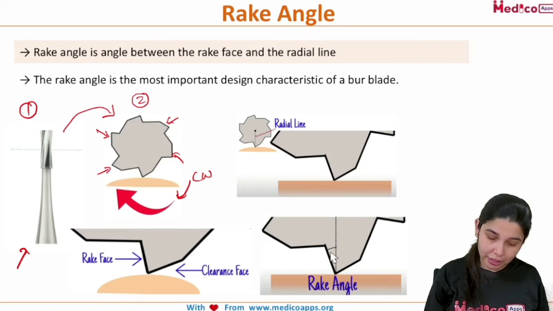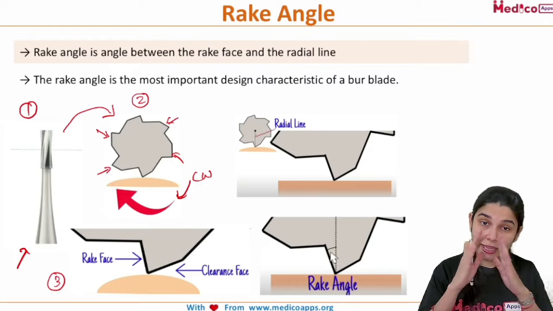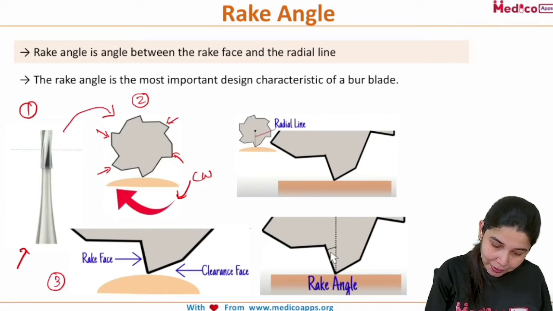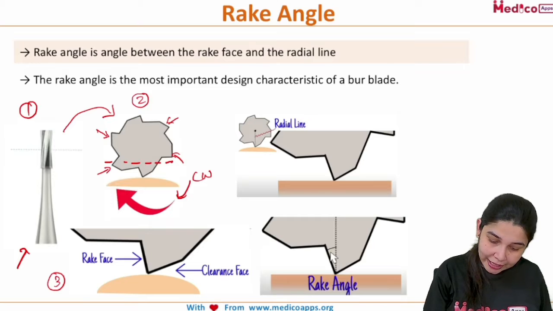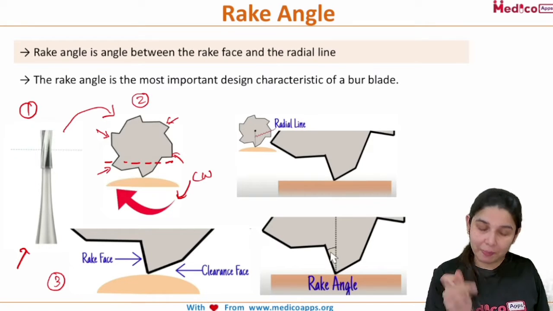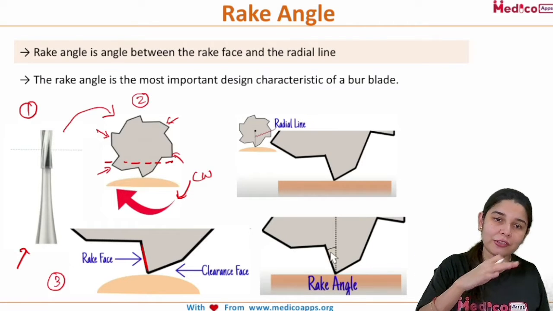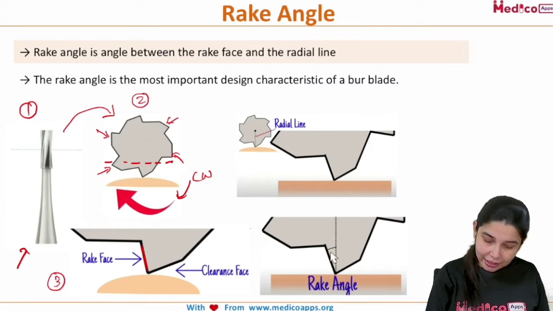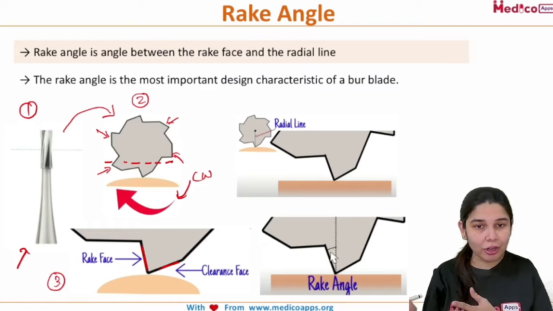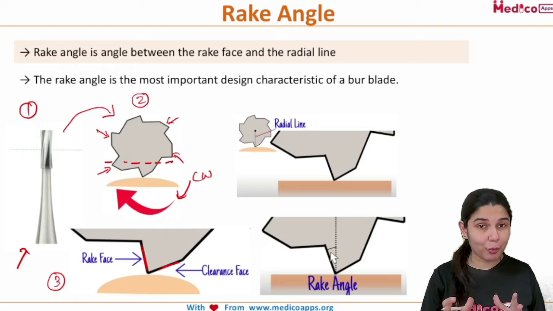So similarly, you can see in this third diagram that if you again magnify this particular surface, and if we are taking this particular blade surface, the edge of the blade, the surface which is coming and touching the tooth surface first is your rake face, and the surface which is touching later on is your clearance face. I hope I am clear till this point.